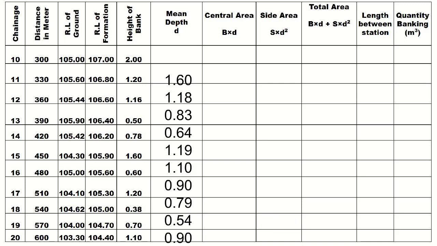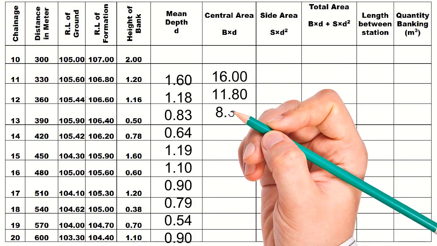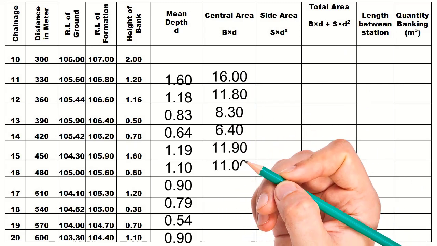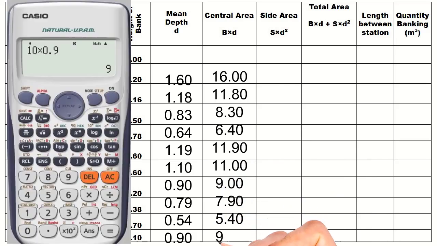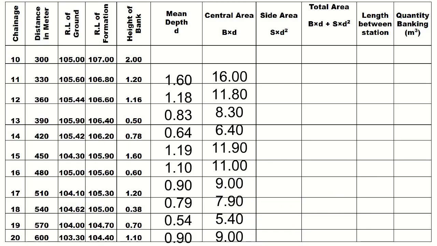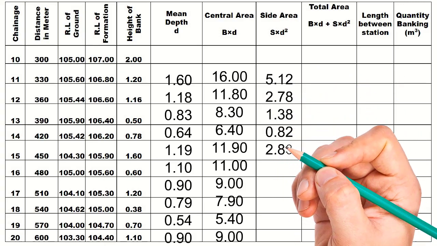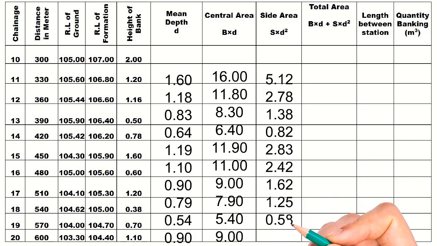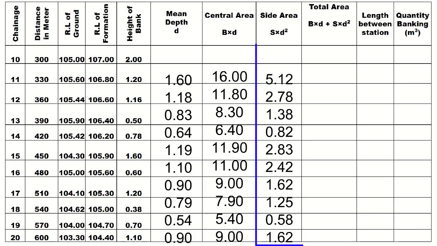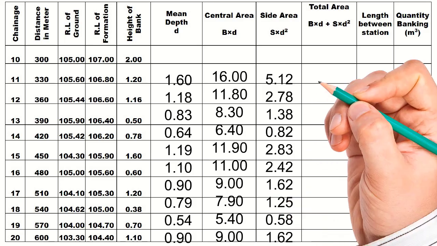Now we are in a position to find the section area at each change. First, we will find the central area, that is B multiplied by d, where d is the mean depth. Next, find the area of the two triangles by multiplying the side slope S with the square of the mean depth. In the next column, add the central area and the area of the two triangles to get the total section area.